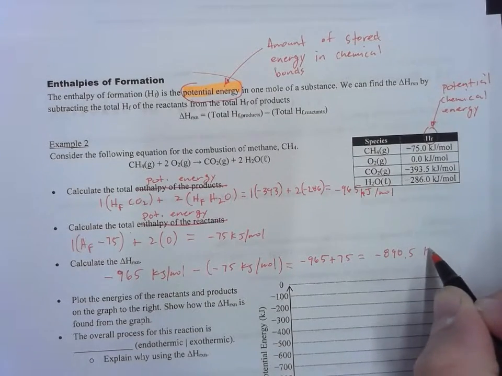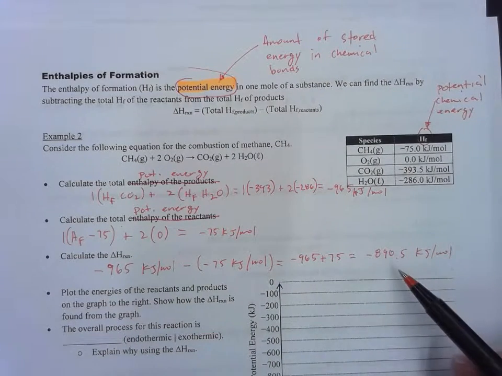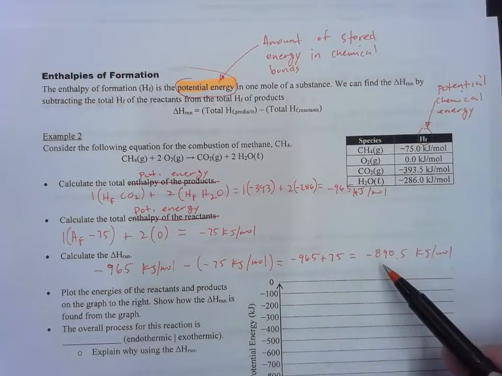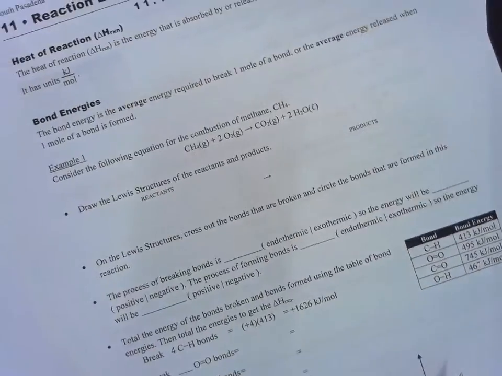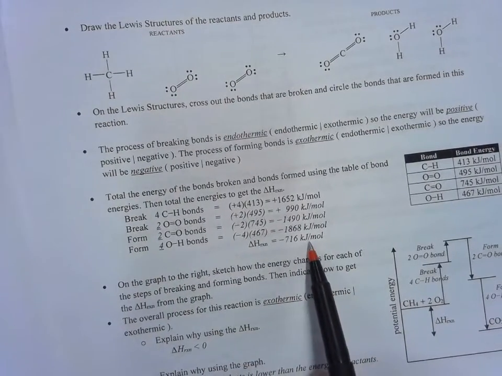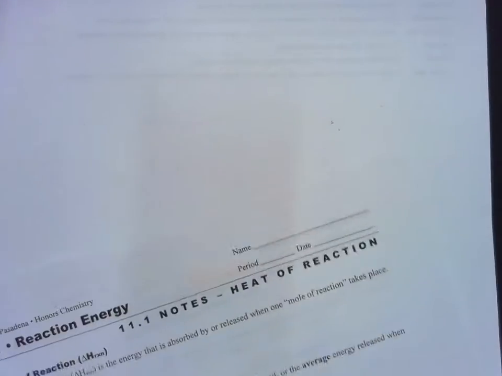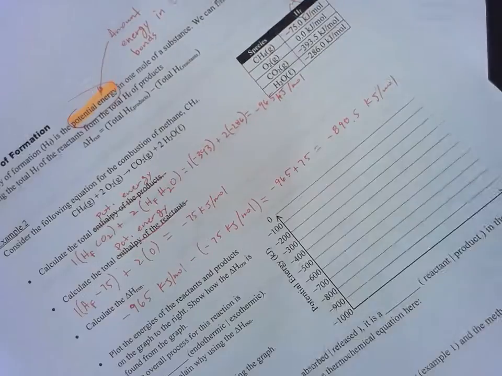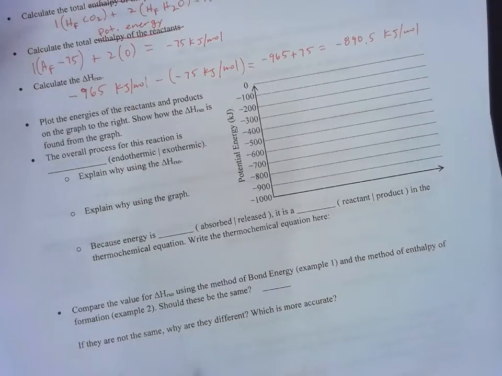890.5 kJ per mole. Now if you've been really paying attention, you go, well, wait a second, Mr. Medeiros, that's negative 890 for this reaction, and just a second ago we calculated using the bond energies negative 716 kilojoules per mole. What gives? Did you screw up again? No, I didn't screw up again, believe it or not. This is actually more accurate, okay, and we're going to address that down here.